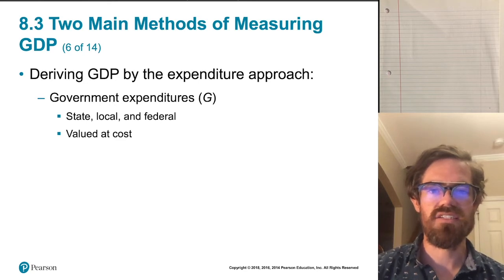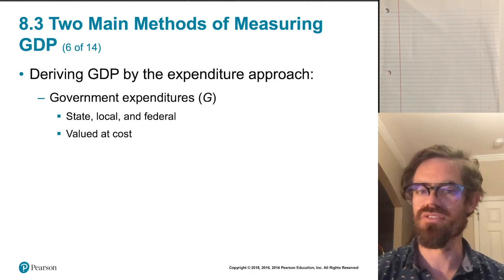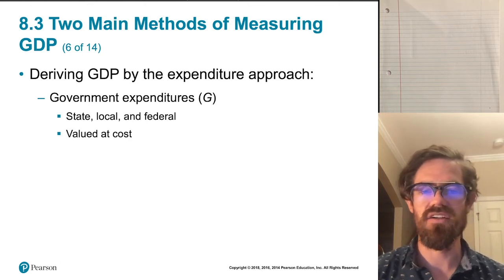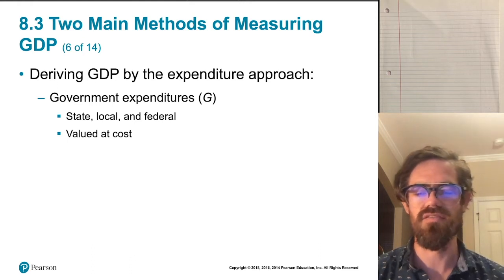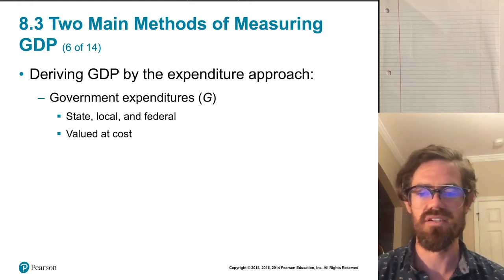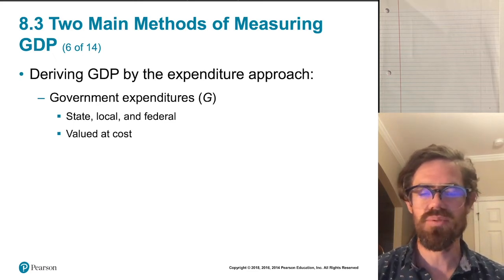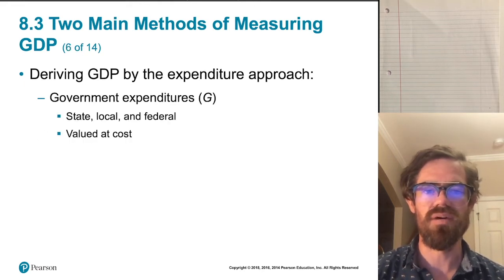Okay, moving on, the next category of the expenditure approach is government expenditures, right? So anything that the government spends money on, and this includes all levels of government, state, local, and federal. And its expenditures are simply valued at cost, right? So whatever the government spends, that's what the value of the production for the government is calculated as. So this one's pretty straightforward. There are some subcategories, but we'll talk about different parts of government expenditure in another chapter.